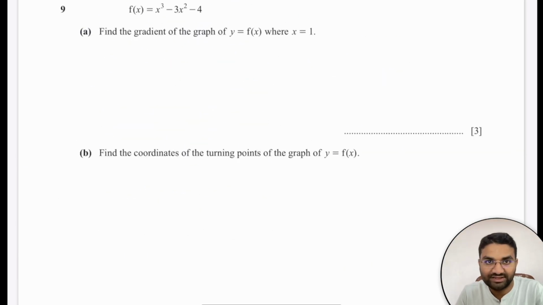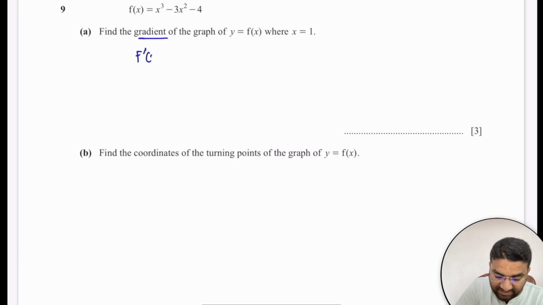We'll go through the 9th question. Here we have a function f of x is equal to x cube minus 3x square minus 4, and we have to find the gradient of the graph y is equal to f of x, where x is equal to 1.